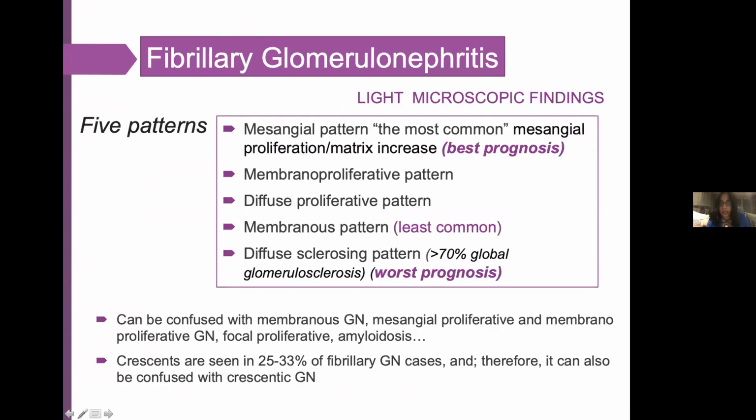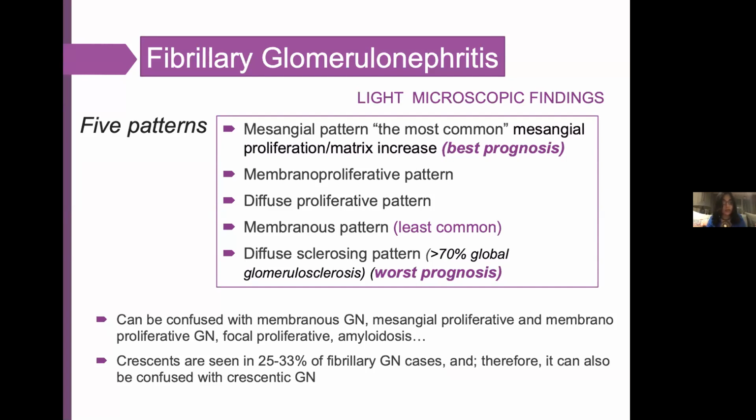Fibrillary GN under light microscopy can give you 5 patterns. It can give the mesangial pattern. This is the most common pattern, where you get mesangial proliferation and matrix increase, to variable degrees, and this is usually the best prognosis of these patterns. These patients have the least serum creatinine at presentation, the best GFR, and the best follow-up prognosis. Then it can be membranoproliferative.